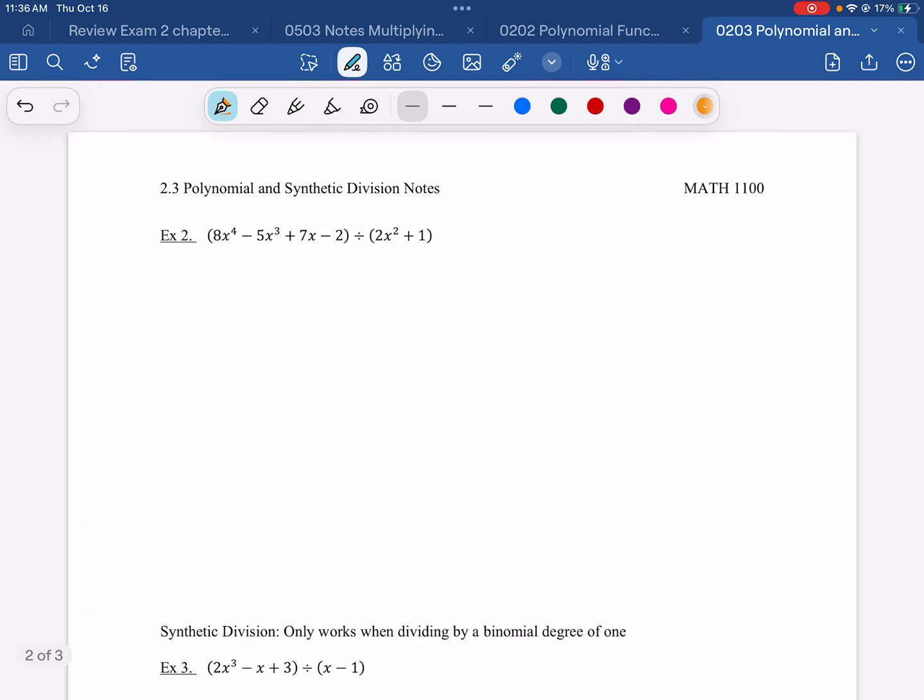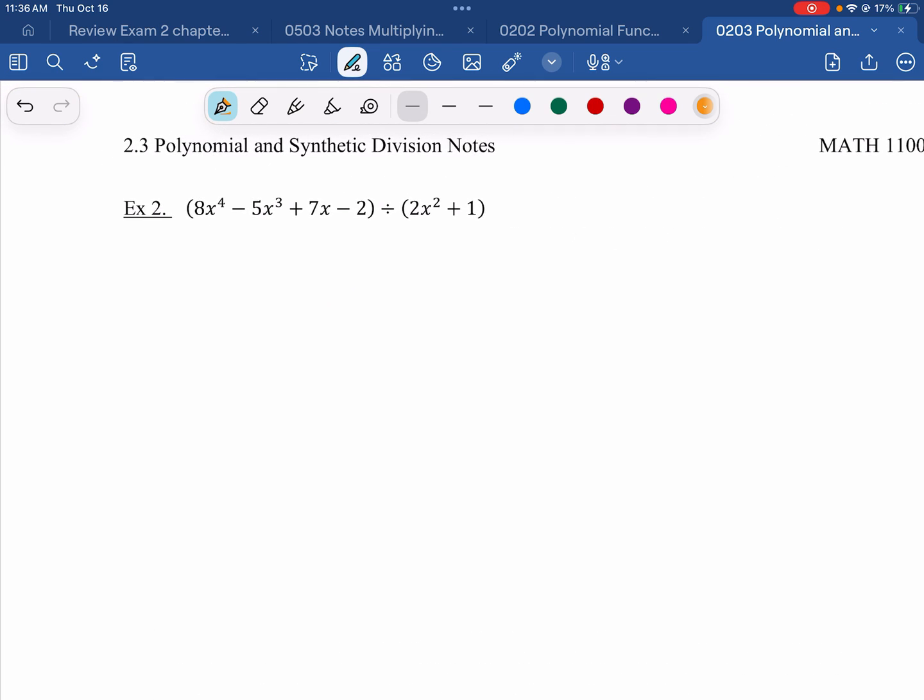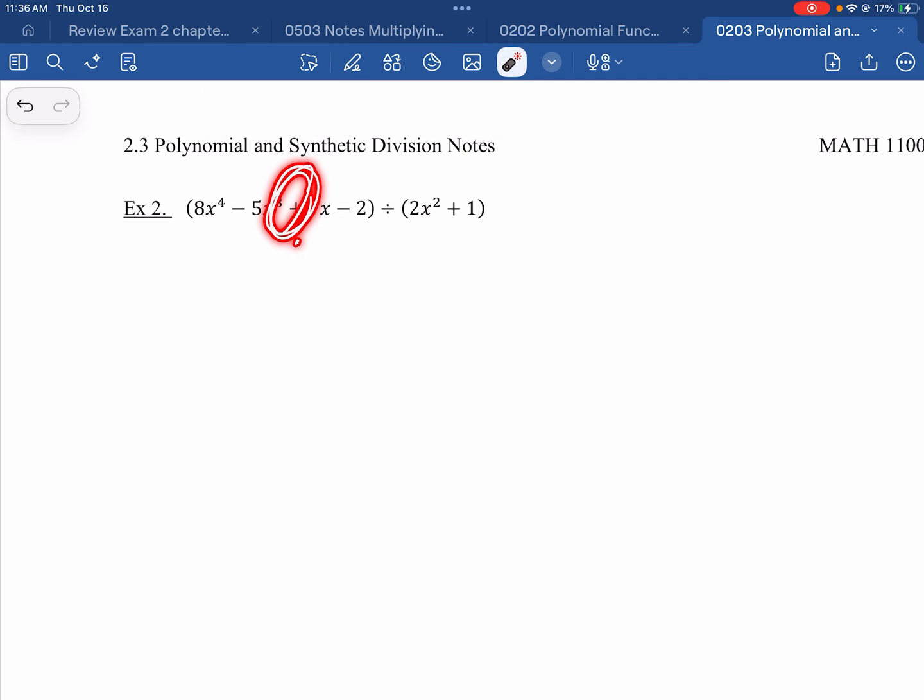Example 2. 2x squared plus 1. It's my divisor. 8x to the 4th, 5x to the 3rd, 7x. So a squared's missing. 7x and the 2. 4, 3, I'm missing the 2. So I'm going to put a placeholder for that.